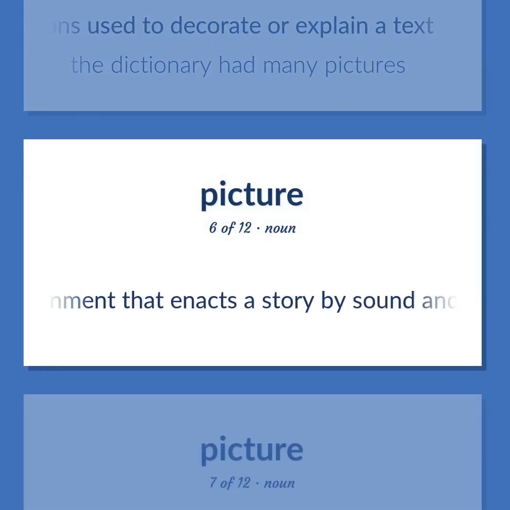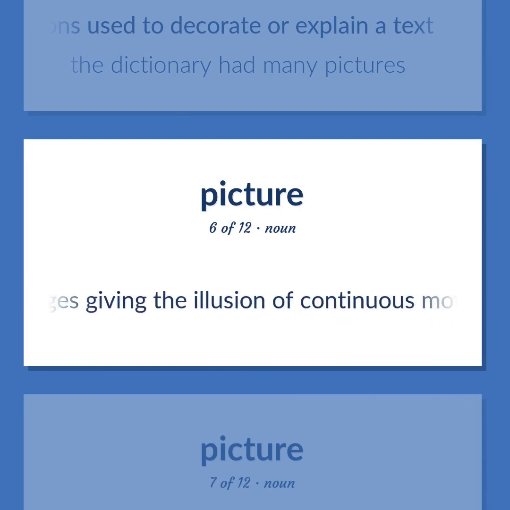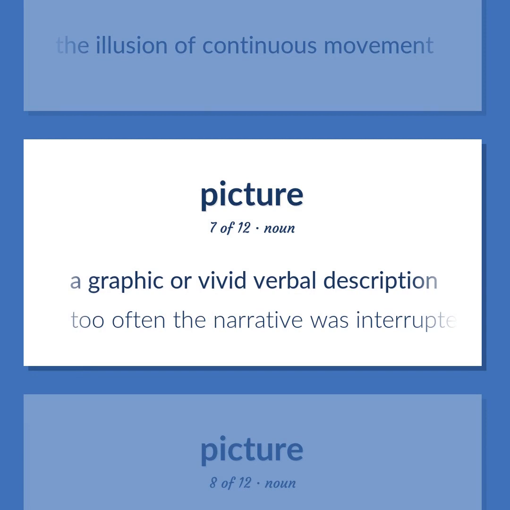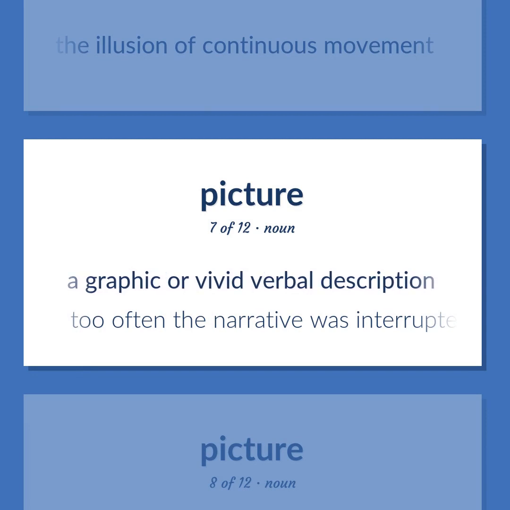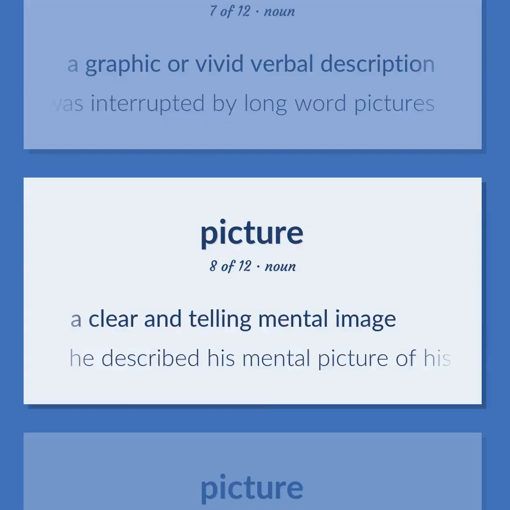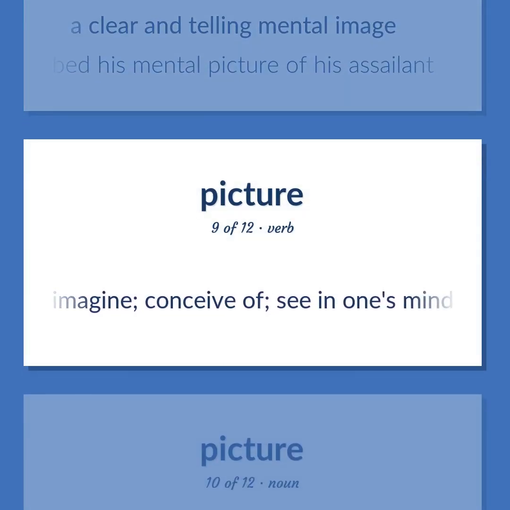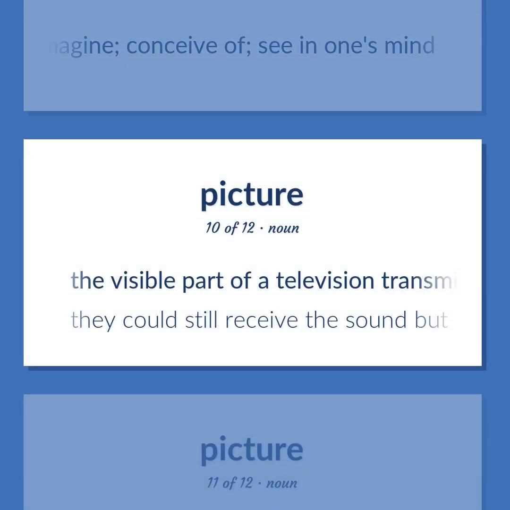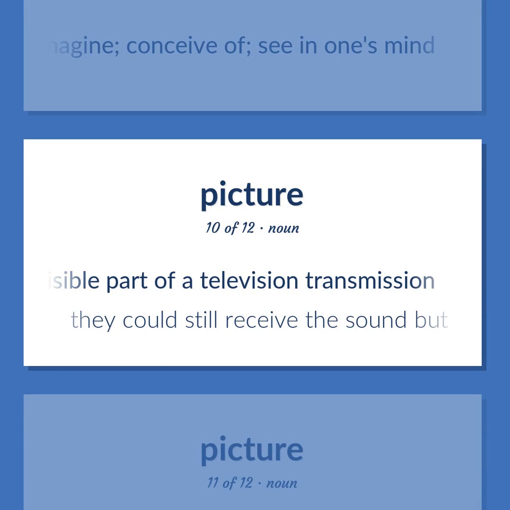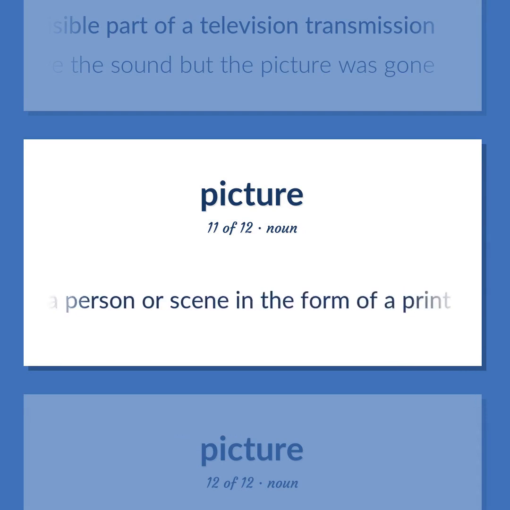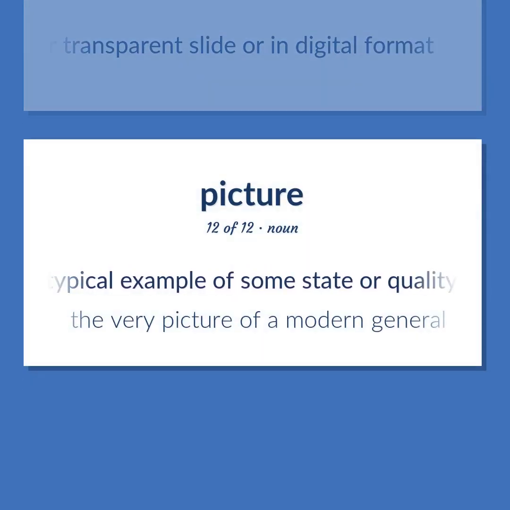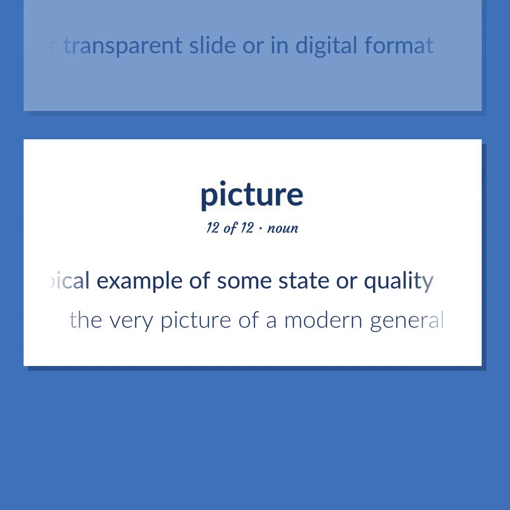A form of entertainment that enacts a story by sound and a sequence of images giving the illusion of continuous movement. A graphic or vivid verbal description. Too often the narrative was interrupted by long word pictures. A clear and telling mental image. He described his mental picture of his assailant. Imagine, conceive of, see in one's mind. The visible part of a television transmission. They could still receive the sound, but the picture was gone. A representation of a person or scene in the form of a print or transparent slide or in digital format. A typical example of some state or quality. The very picture of a modern general.